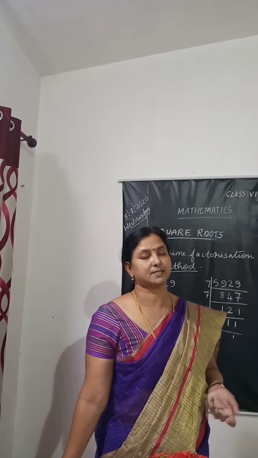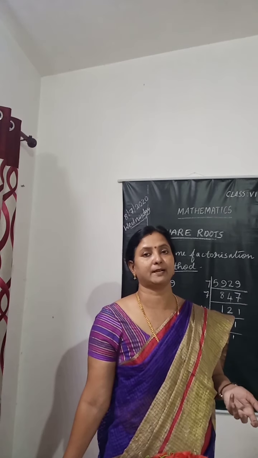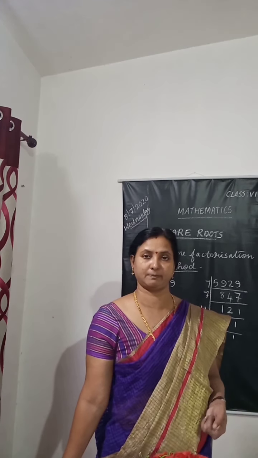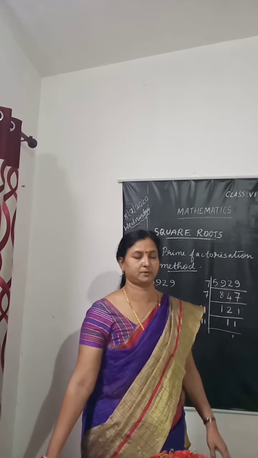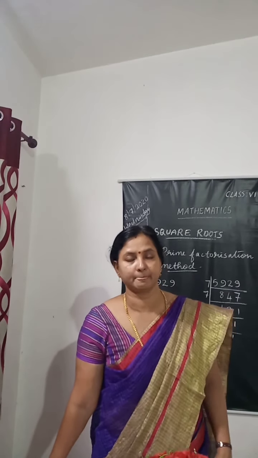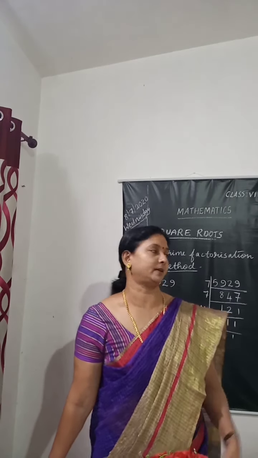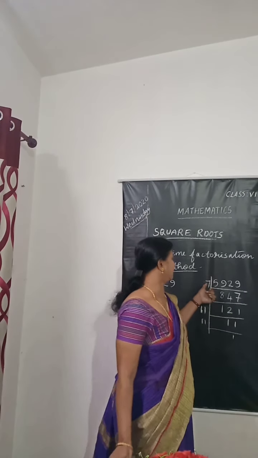So the next prime number it is 5. And divisibility test for 5 is, if a number ends with 0 or 5, then the number will be divisible by 5. Here the number does not end with 0 or 5. So with 5 also you cannot divide. Next prime number it is 7. Now let us see, can we divide it by 7?